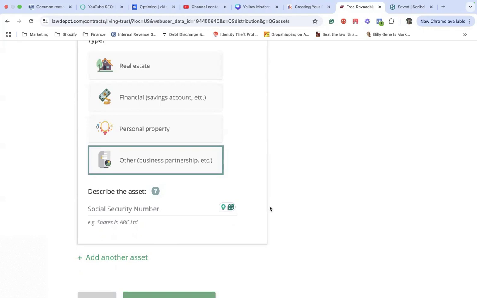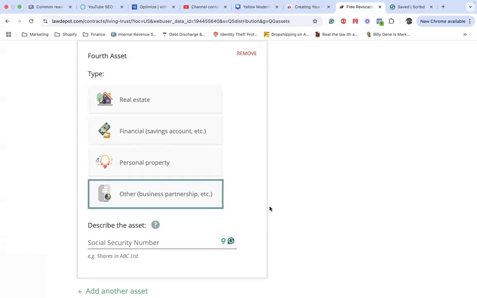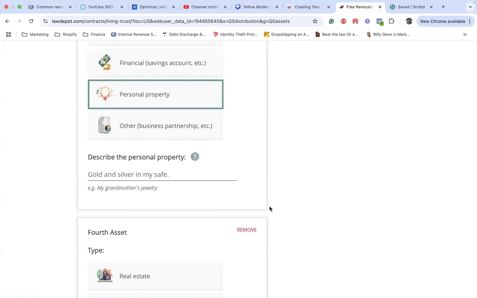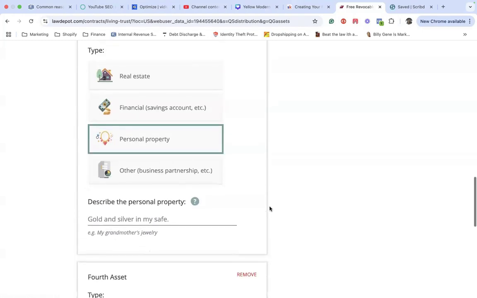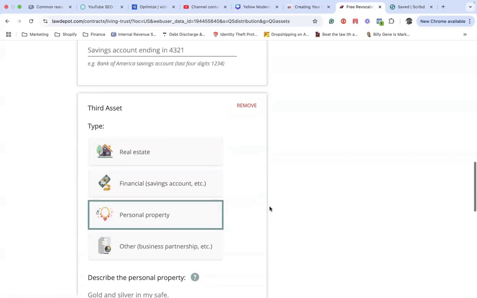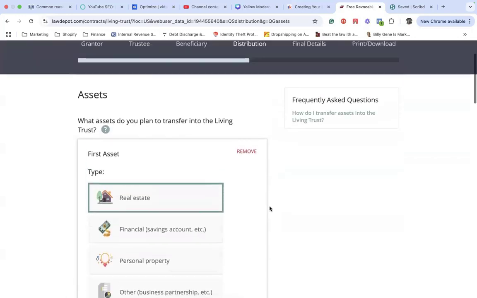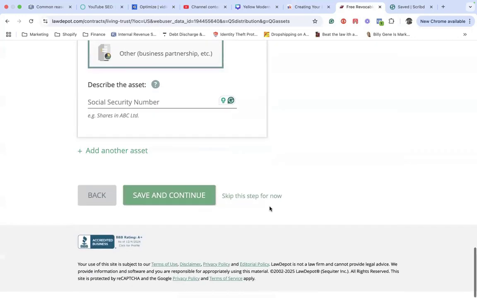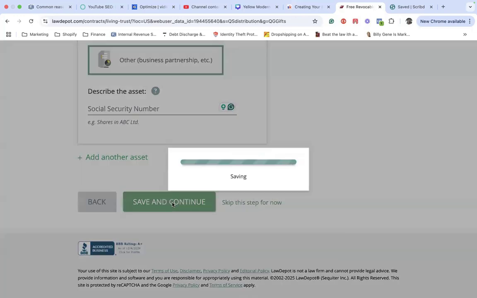And any other assets, guys, right? Any other assets you can think of. I'm just going over the general basics, right? So you can't use a checking account. It has to be savings, right? It has to be a savings account. Everything has to be savings. Now we want to save and continue.